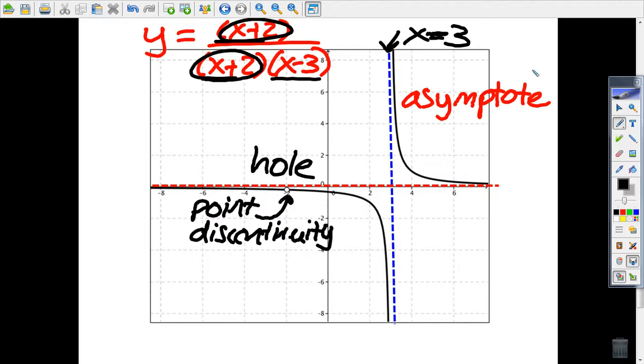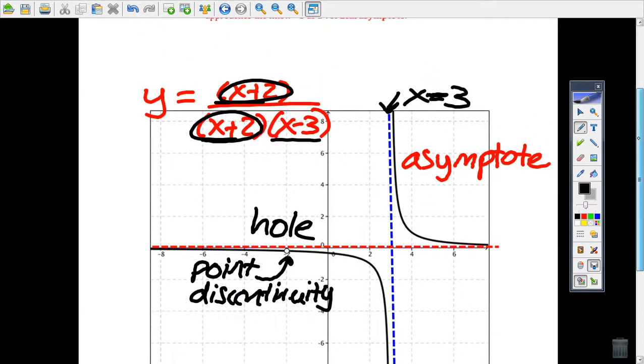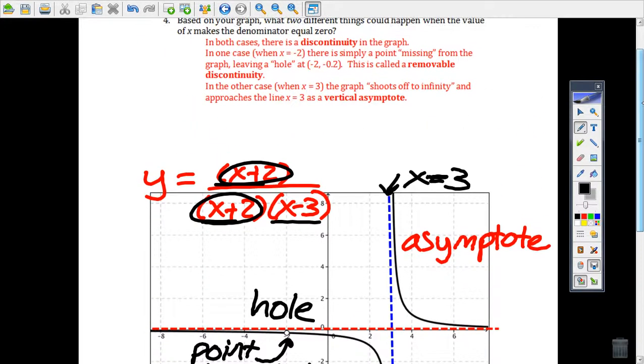Actually, I think it's having way too much fun over there. It's so annoying. Oh, a removable discontinuity. I know, it's because they removed that one point.